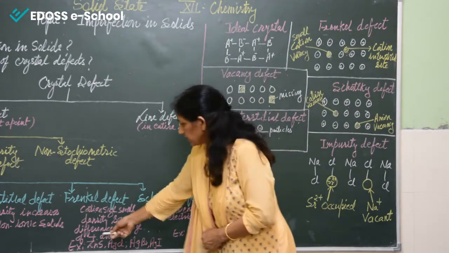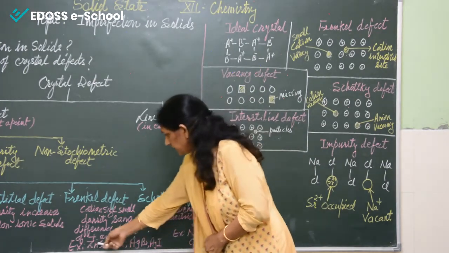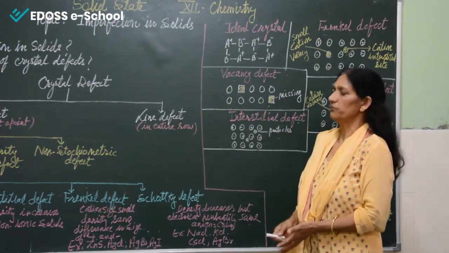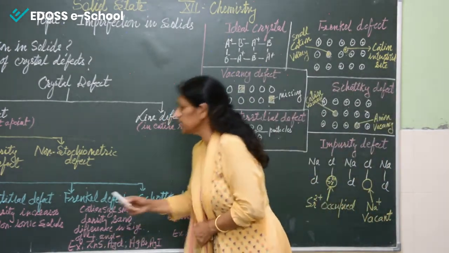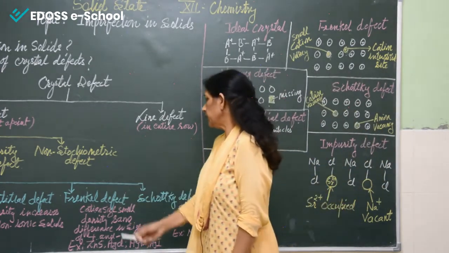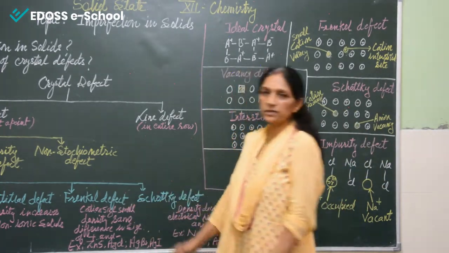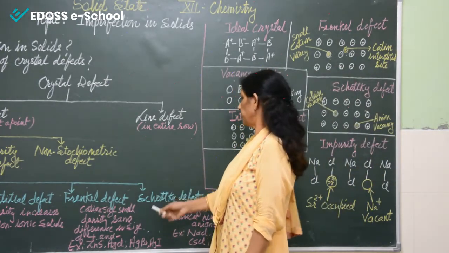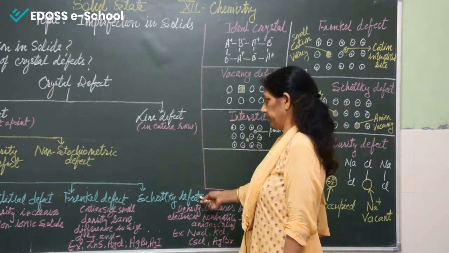Because in these cases all these crystals like zinc, silver, they are having small cations. The size of cation is smaller than the size of anion. So such type of defect is seen in Frenkel defect and density remains same. Now coming to the last defect, that is Schottky defect.